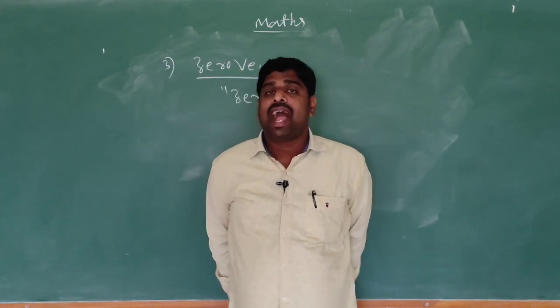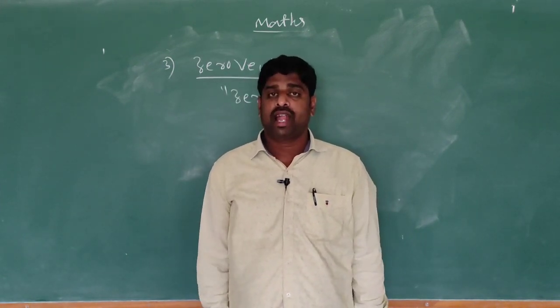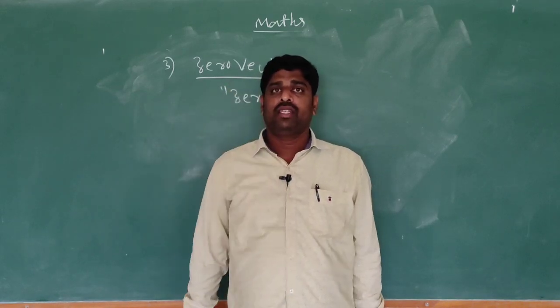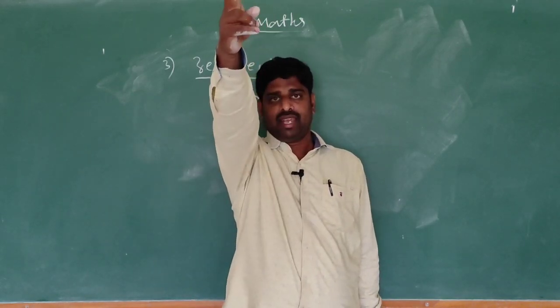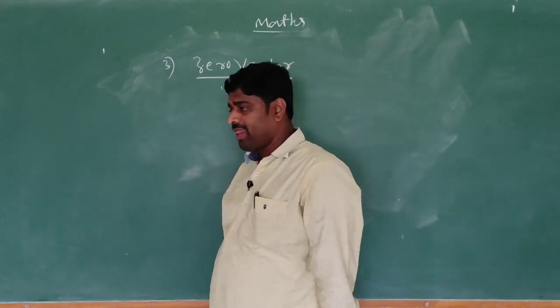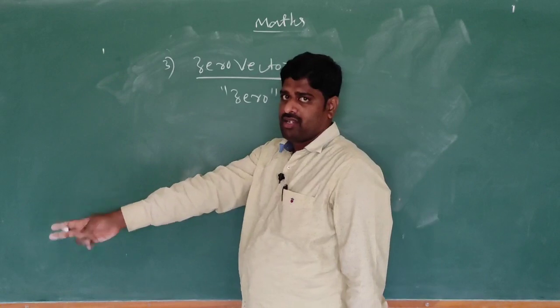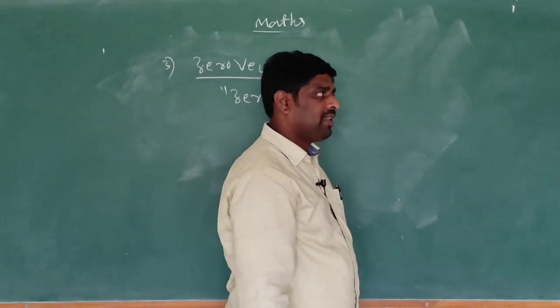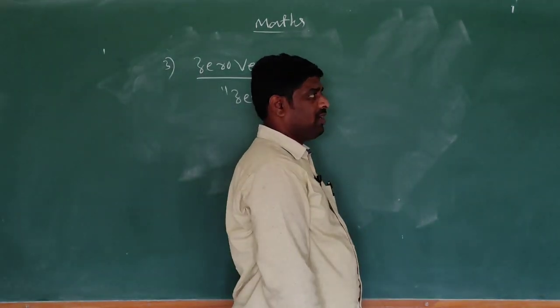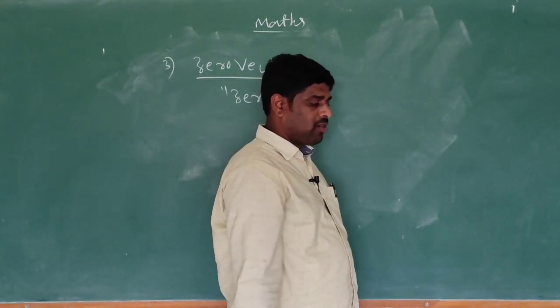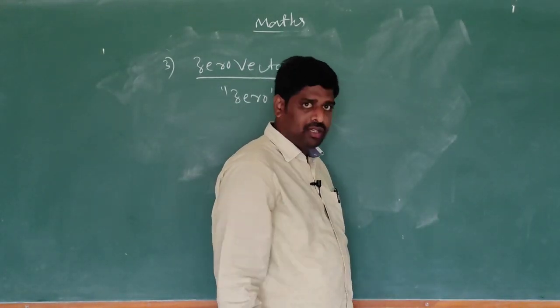Suppose I am standing here. Now I am considered as the zero vector, and the direction is this side. Suppose I am standing like this, the direction is this side. Suppose I am standing like this, so the direction of the vector is this side. See, zero magnitude means there is no strength at that point.